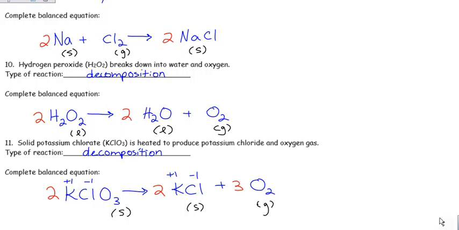Then we just have to balance this, and again, we can't balance by changing any of the subscripts. So the only way I can balance those 3 oxygen on the reactant side with 2 oxygen on the product side is to look for a common multiple. So in this case, we'll go for 6.